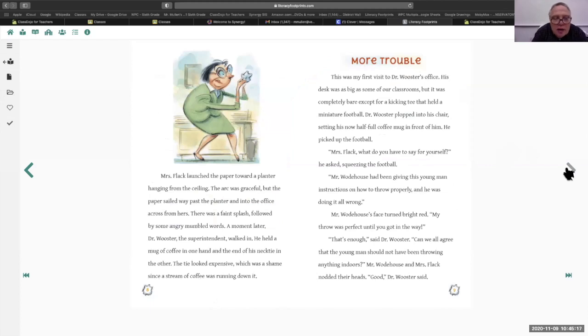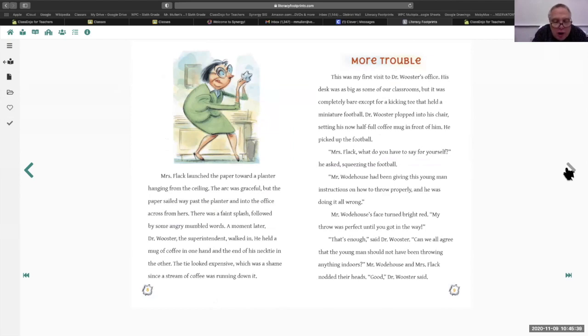Mrs. Flack launched the paper towards a planter hanging from the ceiling. The arc was graceful, but the paper sailed way past the planter and into the office across from hers. There was a faint splash followed by some angry mumbled words. Moments later, Dr. Wooster, the superintendent, walked in.